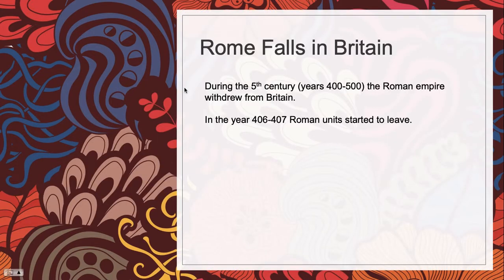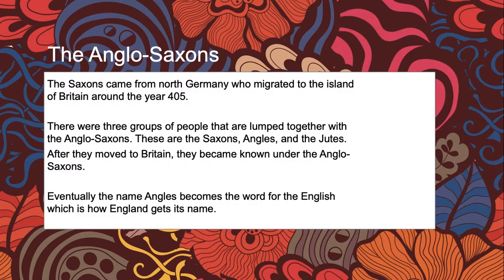So Rome falls in Britain. During the 5th century, so the years 400 and 500, remember, if it says 5th century, it means the years before that, the Roman Empire withdrew from Britain, and they really started to leave in 406 to 407. The Anglo-Saxons. The Saxons came from North Germany who migrated to the island of Britain around the year 405.